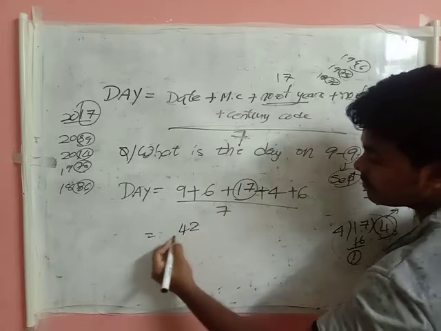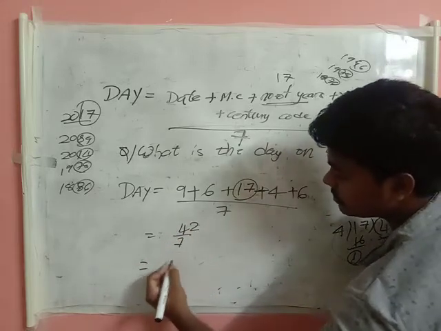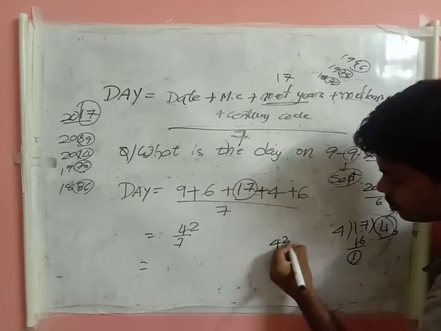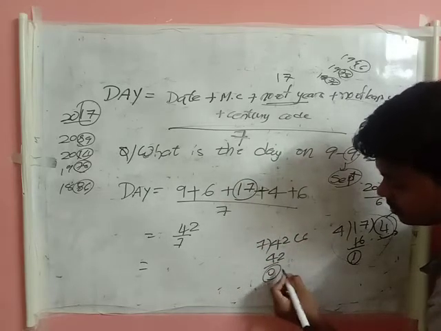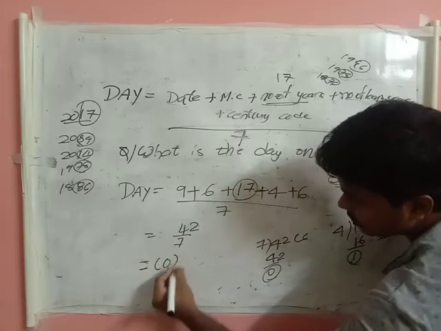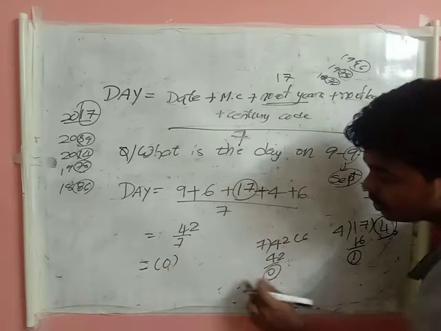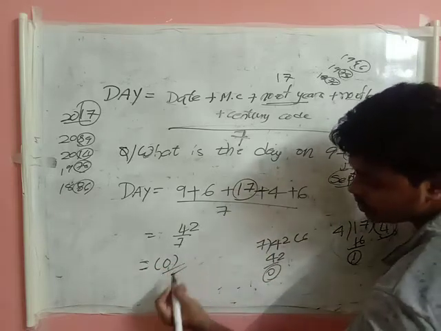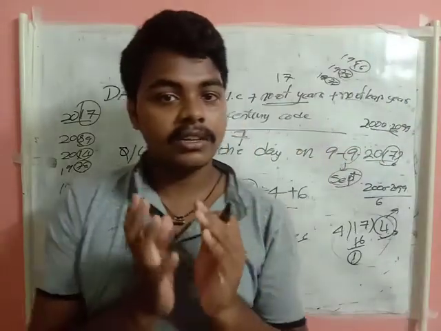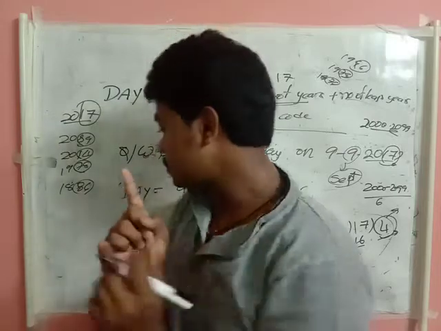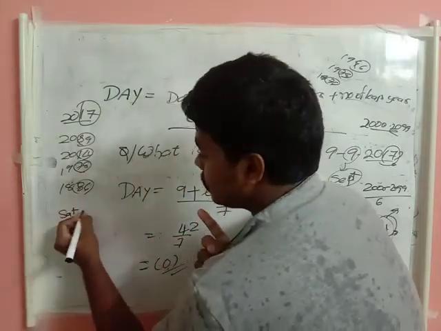So 42 by 7. You just take 42 divided by 7. 7 6s are 42, so the remainder is 0. You just put 0 here, because whatever remainder you got, you just put it here. Now tell me, 0 is the code for which day? Please be focused, I already told. Saturday is equal to 0.